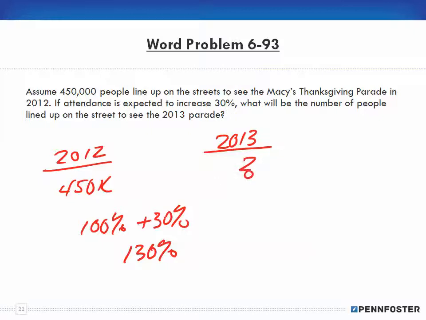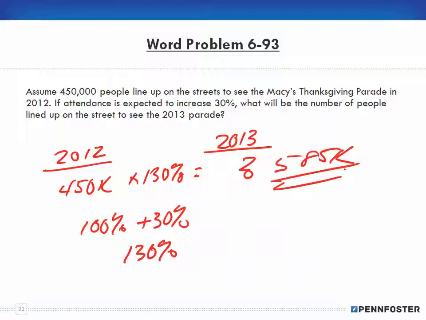Okay, so we want to know how much the 2013 is. And remember, I said if we have a number from the previous year and we want to know the future, we're going to multiply by that percentage. So 450,000 times 130%, or 1.3, is going to give us 585,000 people that we expect in 2013.